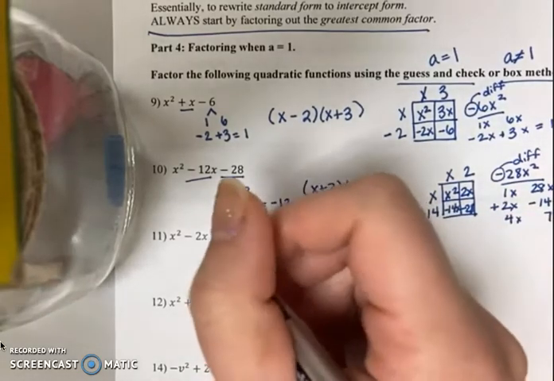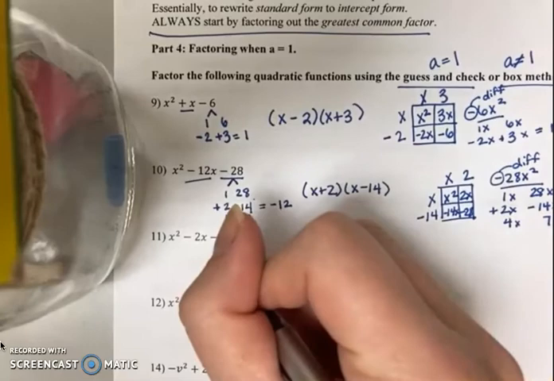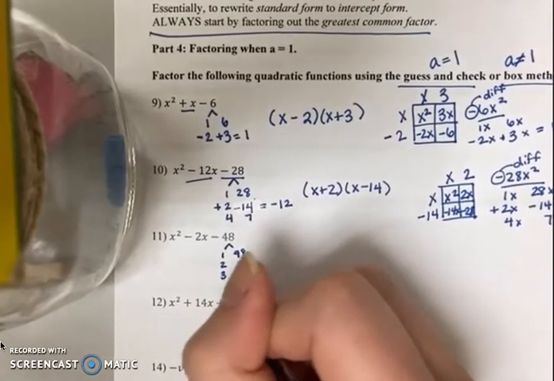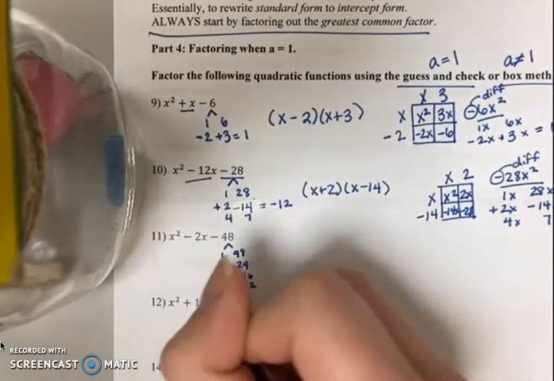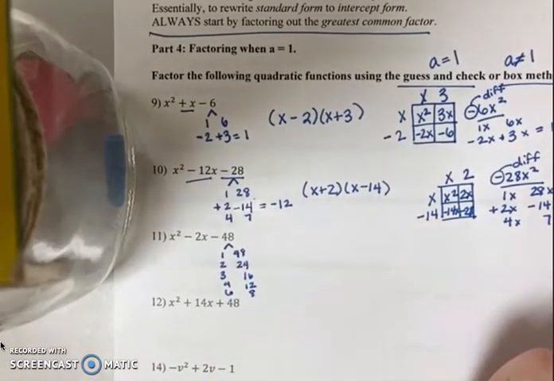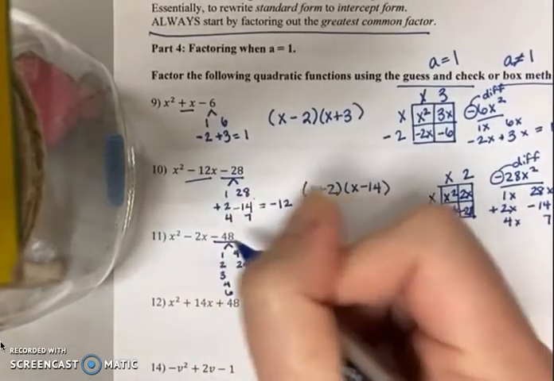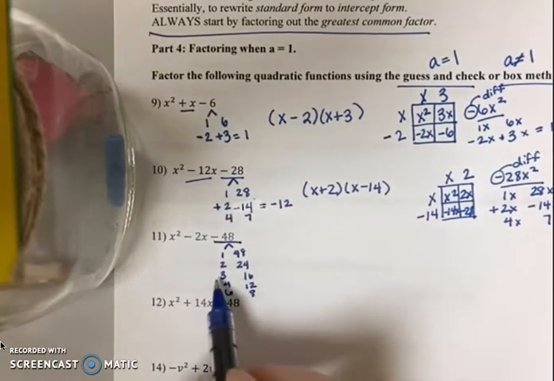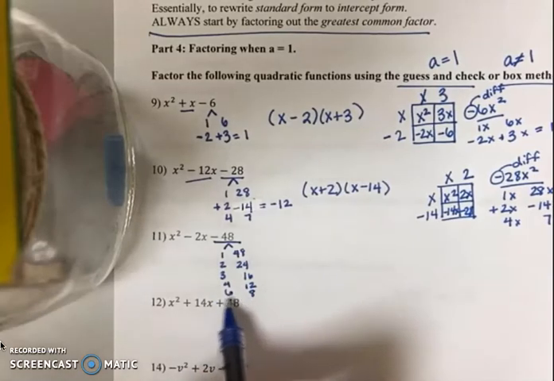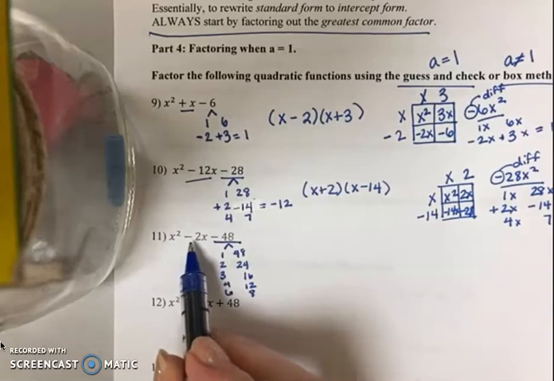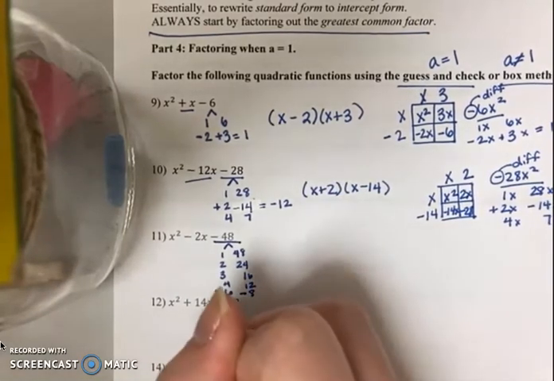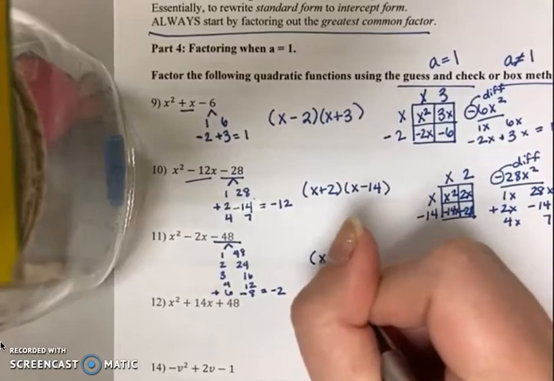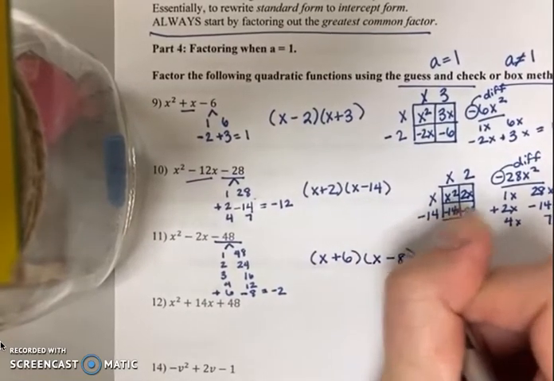Number 11, listing out the factors of 48. I know there's 1 and 48, 2 and 24, 3 and 16, 4 and 12, and then 6 and 8. That should be all of them. Now this is negative, so I have to use different signs to get a negative 2. That won't work, that won't work, that won't work, that won't work either, so I'm left with the 6 and the 8. If I want a negative 2, the 8 has to be negative, and the 6 would have to be positive. That gives me negative 2. So that means the answer is x plus 6 times x minus 8.